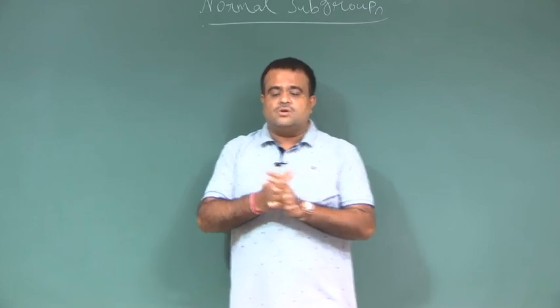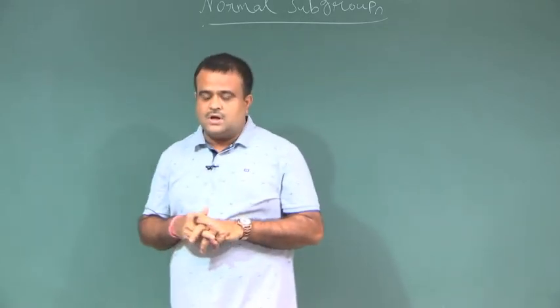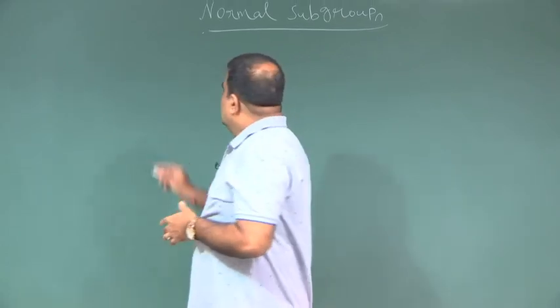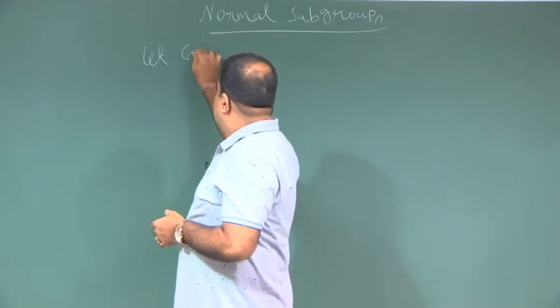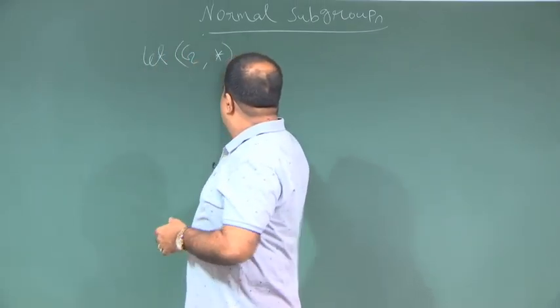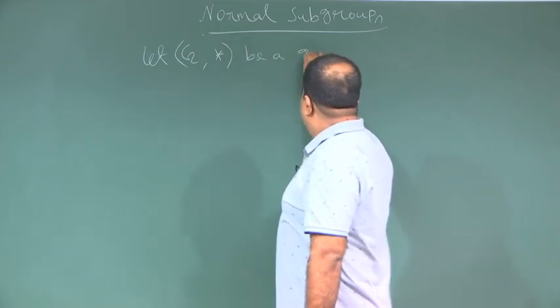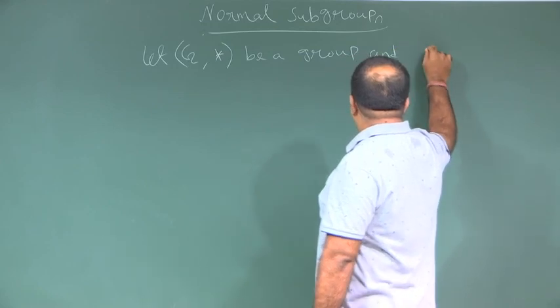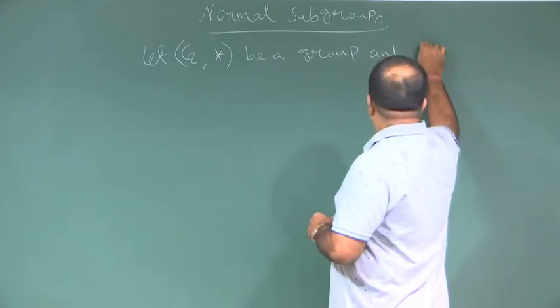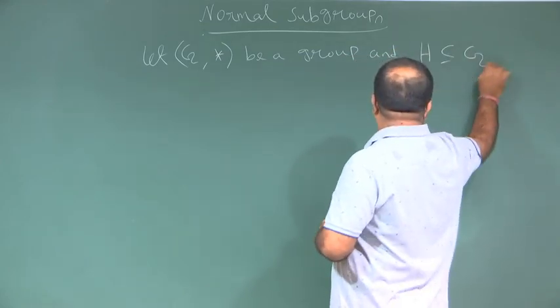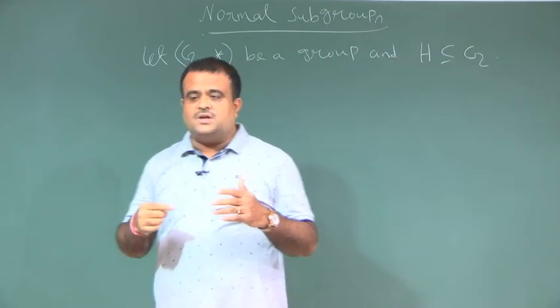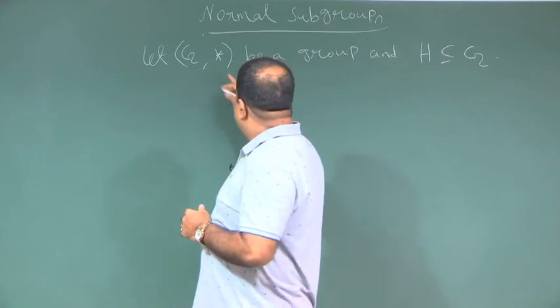Okay, so we will talk about normal subgroups. We will define what we mean by a normal subgroup. So, let G be a group and H a non-empty subset of G. H is also a group, induced by the operation star.